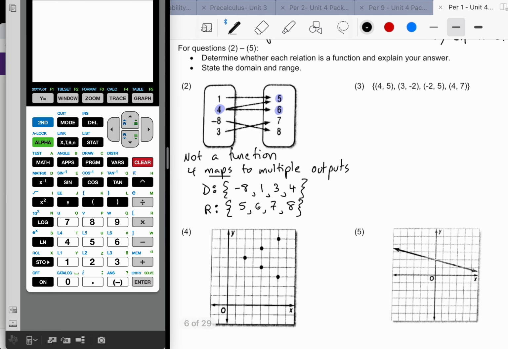All right, number 3. Again, just looking to see if any x maps to more than one y. I see here that I have a 4 that corresponds to a 5, but a 4 also corresponds to a 7. So visually, I'd say 4 maps to a 5, 4 maps to a 7. So not a function. Actually, the same explanation. 4 maps to more than one, or multiple, outputs.